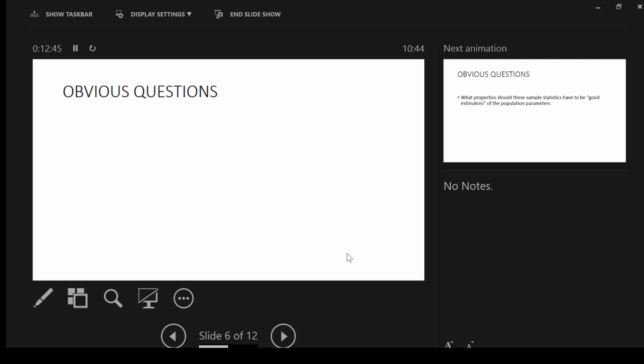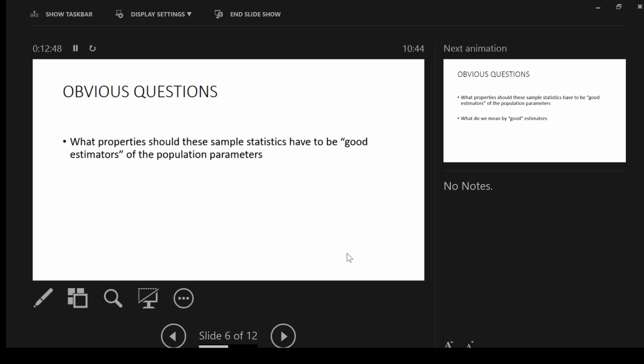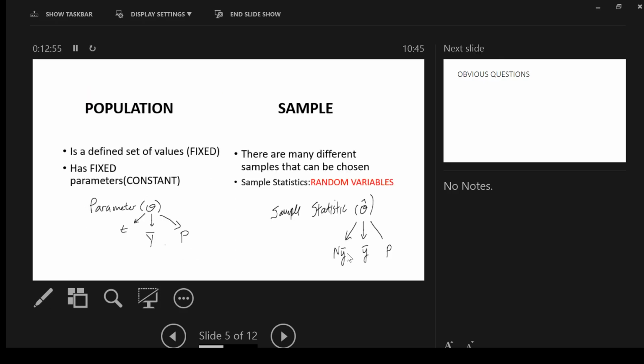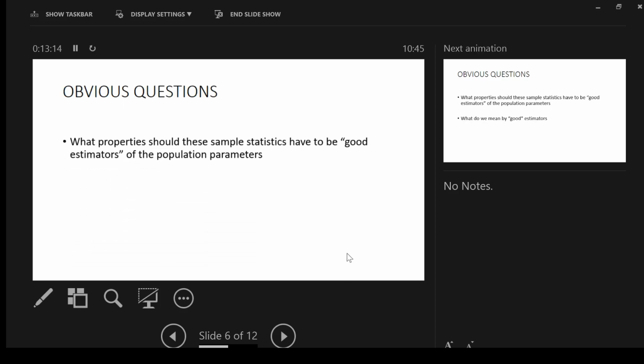Okay, the obvious question then is, what properties should these sample statistics have to be a good estimator? Now, if you go back to the previous page, I've just said these three are estimators of these three. N y bar estimates that. The first one, that's the estimate of that. The second one is the estimate of that. And the little p is the estimate of the big P. Okay, but how do I know if it's good or not? What does it actually mean? And that is what we're going to talk about next. What properties must a good estimator have?